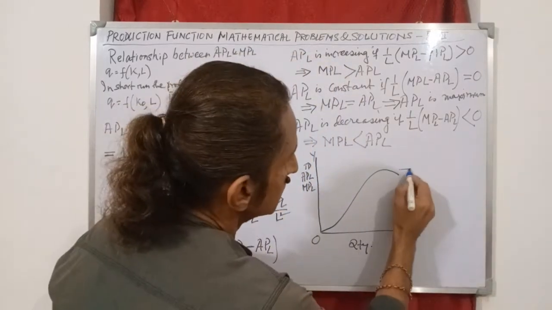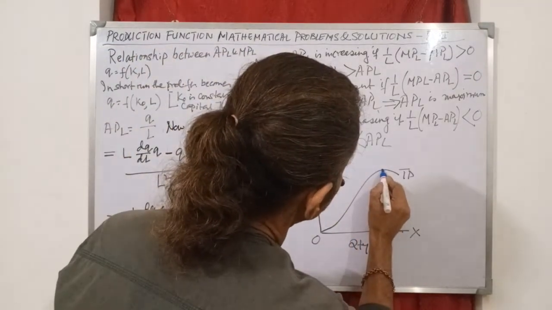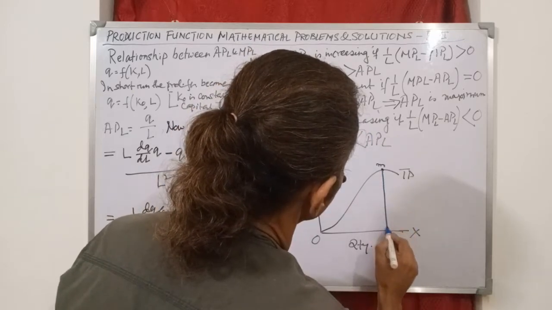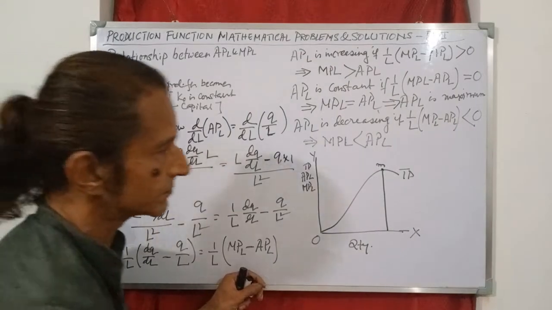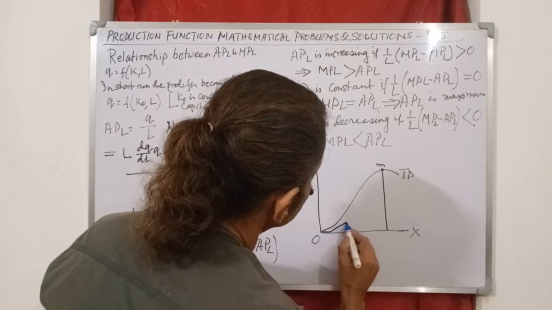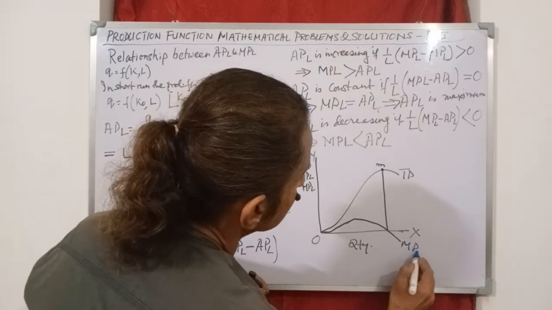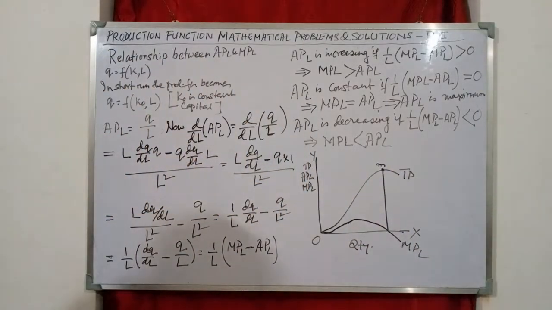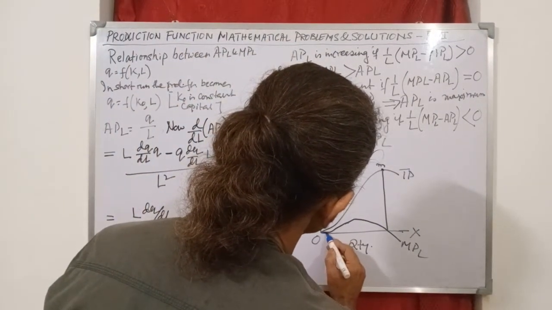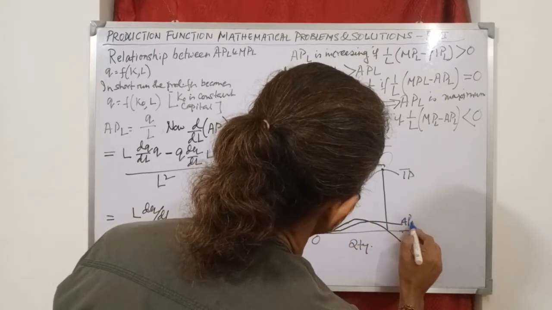This will be the TP curve, and TP is maximum at this point. Say this is point M. When TP is maximum, MP becomes 0. So this is MPL, right? And the APL curve is like this, as I am drawing. This is APL.